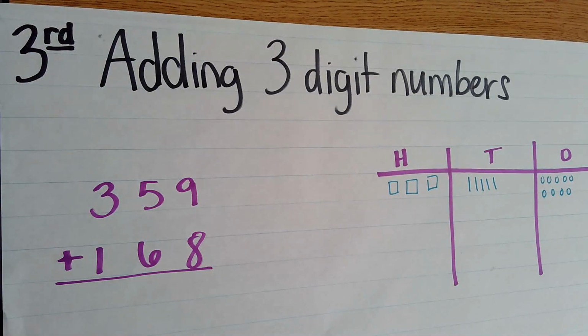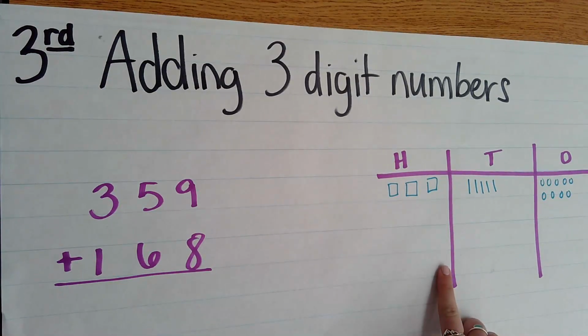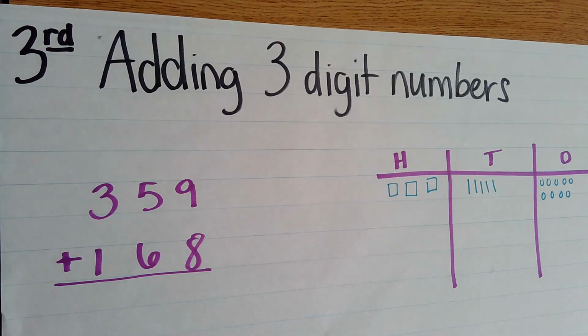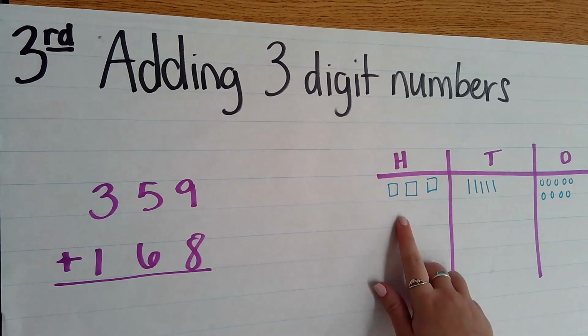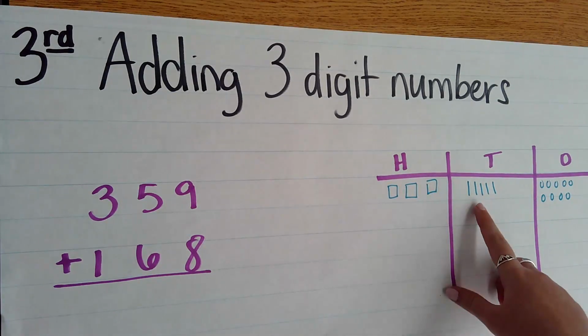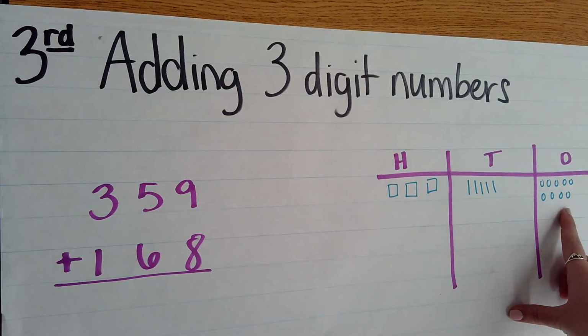This is a review of third grade adding three-digit numbers, and we are going to be regrouping. One of the strategies we use in third grade is our standard algorithm, and we also use our base 10 blocks, which I have sketched out over here. We're going to be adding 359 plus 168. Over here I already have my 300s, 5 10s, and 9 1s.